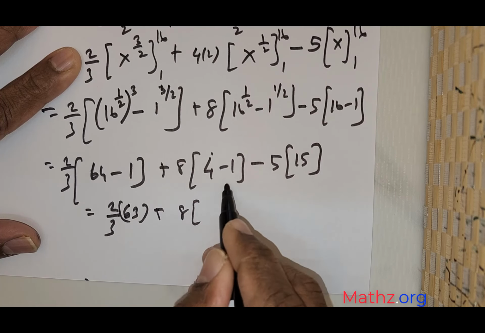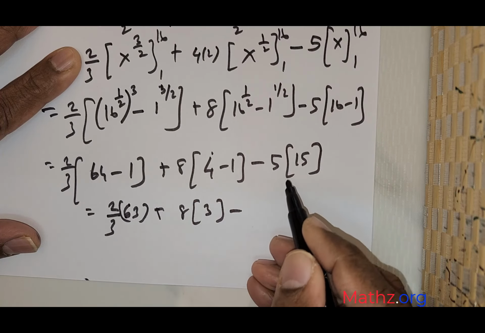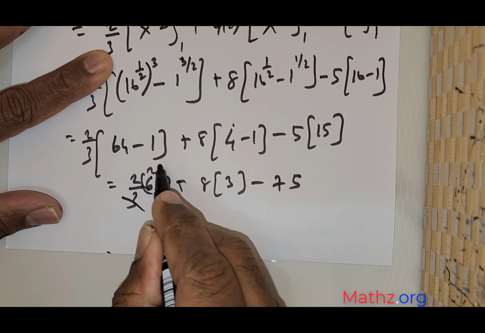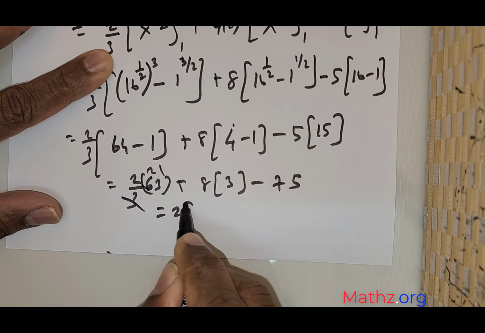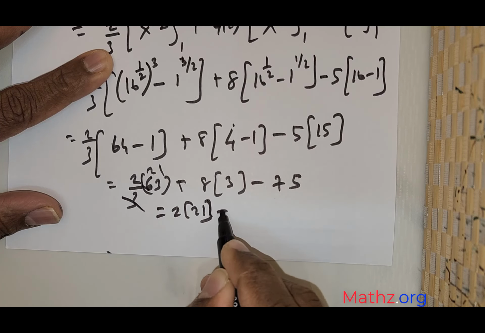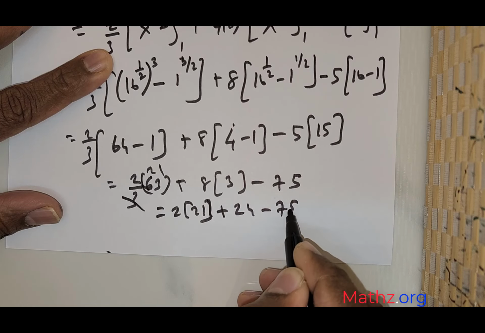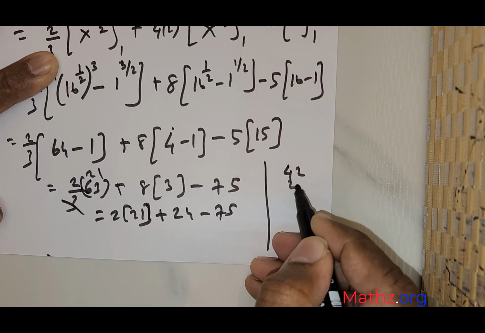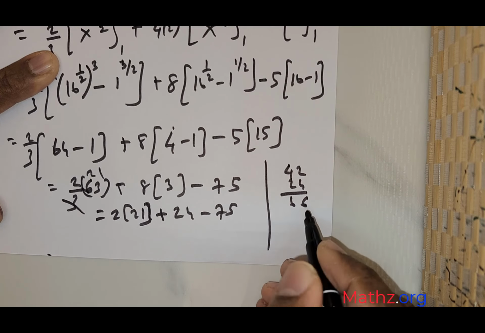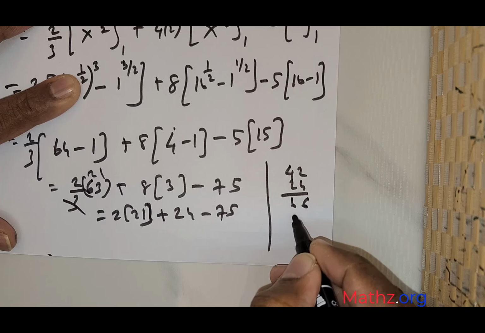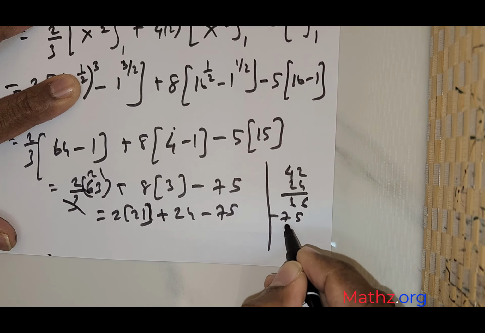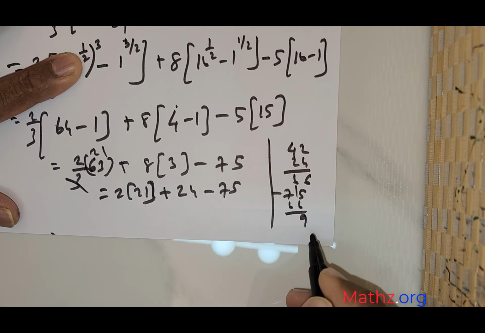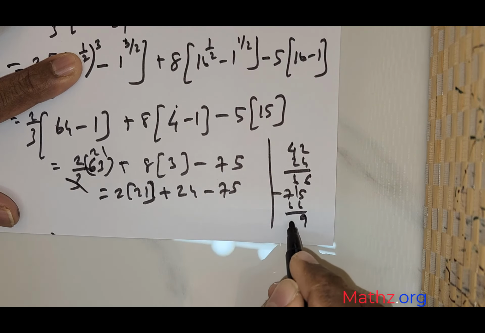positive 8 times 4 negative 1, that's 3, 5 into 15, that's 25 to 75, 3 divides here 2 and 1, so you get 2 times 21 plus 8 times 3, 24, negative 75. So you can simplify this. This will give you 42 plus 24, that's 66, negative 75. So from 75 you take away 66. So what do you get? You get a 9 there, negative 9.